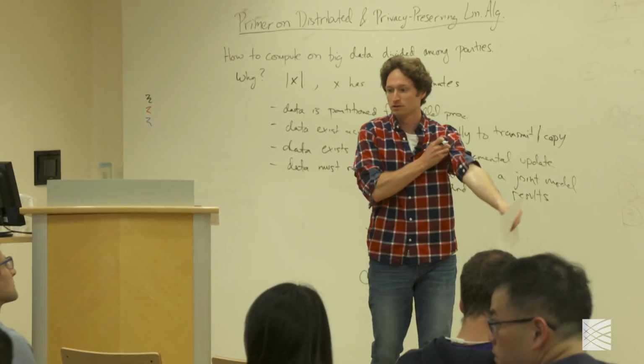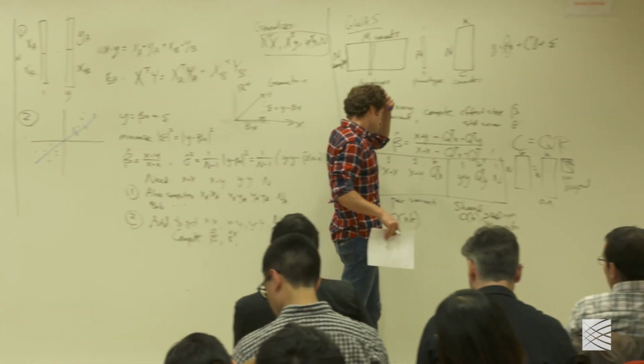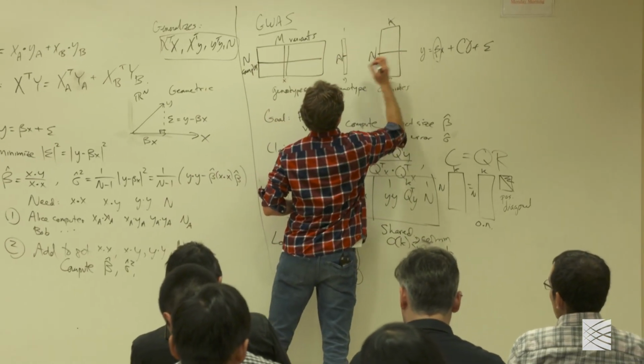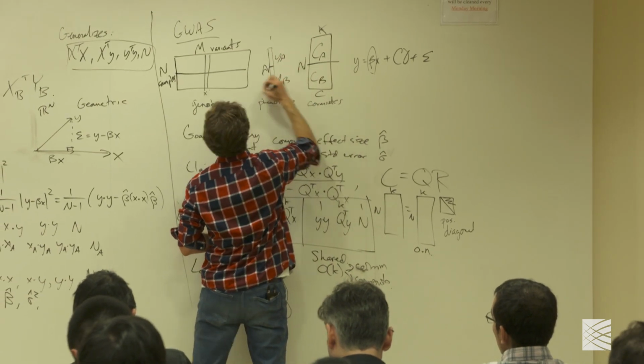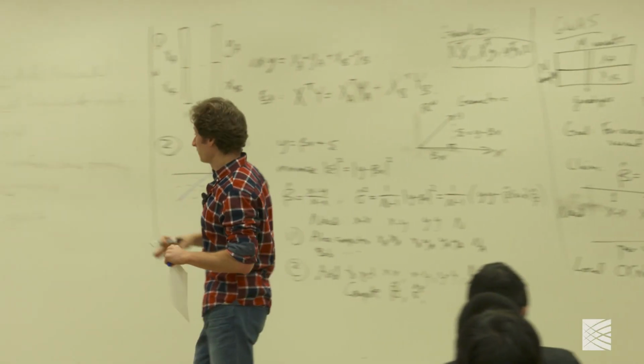So in this case, just to clarify, does each party have access to all the variants or some sample? No, oh, sorry. I meant to draw a line like this all the way across. So here's like CA, CB, YA, YB, XA, XB. Or it's chopped up this way.